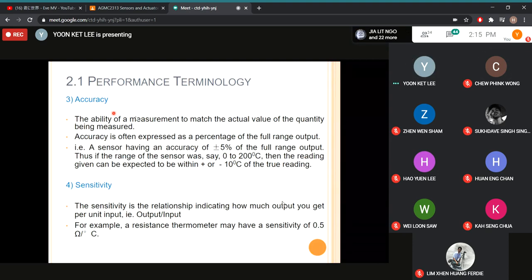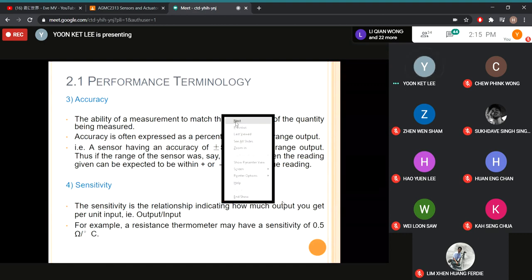Then number 4 is the sensitivity. This is different. The sensitivity is the relationship indicating how much output you get per unit input. So that means it's output over input. The formula is very simple. For example, a resistance thermometer might have a sensitivity of 0.5 ohm per degree. This is your sensitivity. How sensitive is your system?